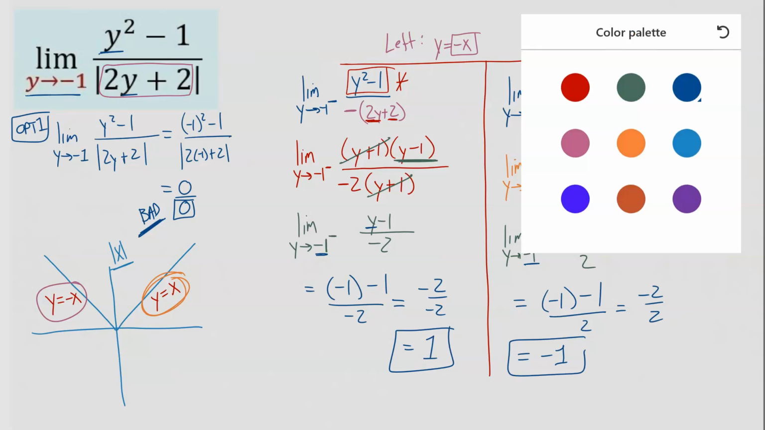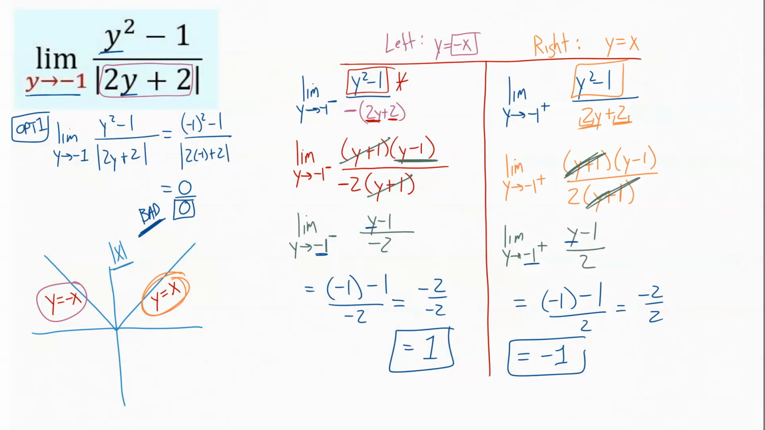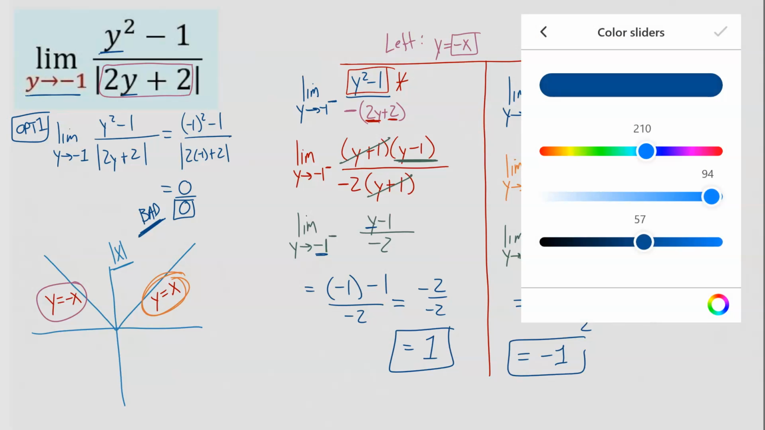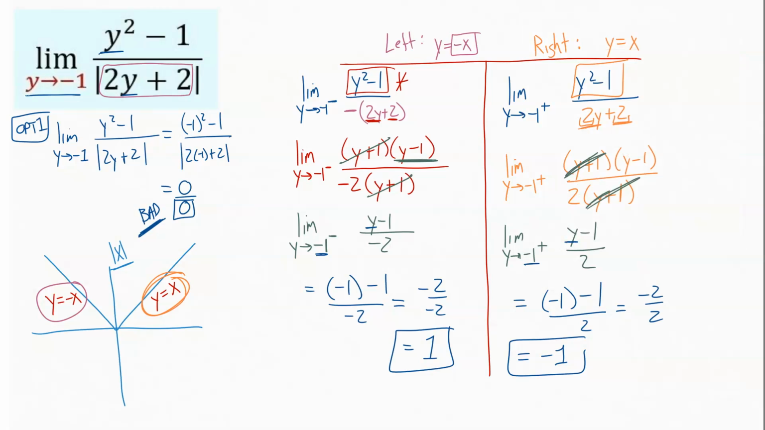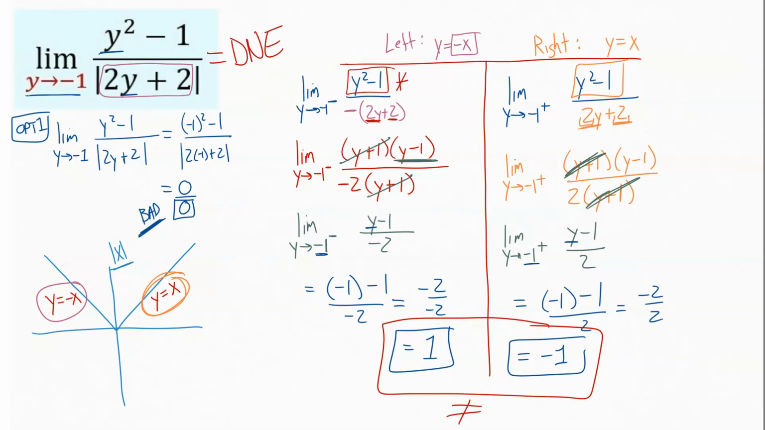The final move on an overall limit question is you have to decide, are those two things equal or are they not equal? And here what we find is that these two things are not equal. And what that tells us is that our overall limit DNE, does not exist. So the limit as y approaches negative 1 of y squared minus 1 over the absolute value of 2y plus 2, the answer to that is that the limit DNE, does not exist.